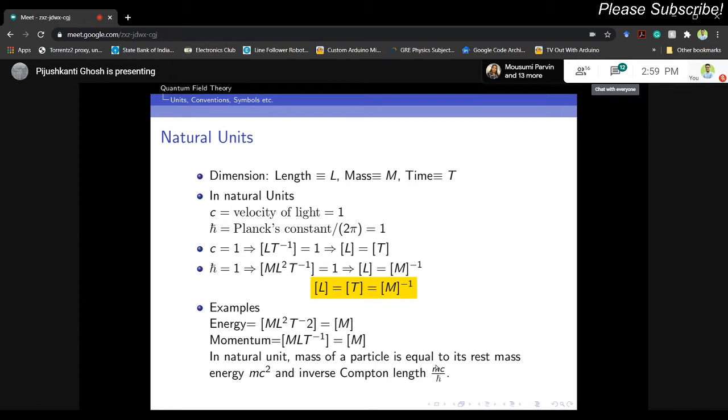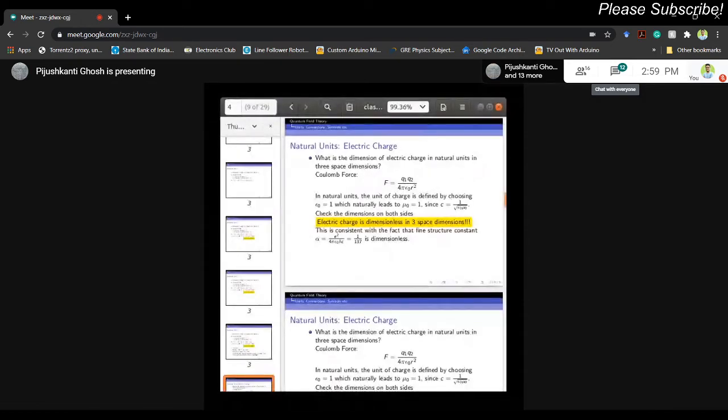Now there are some important consequences of this. Say everything you express either in terms of mass or inverse mass, right? And if we express any quantity or dimension of a particular physical quantity in terms of mass, we have a term for that, we call it mass dimension.